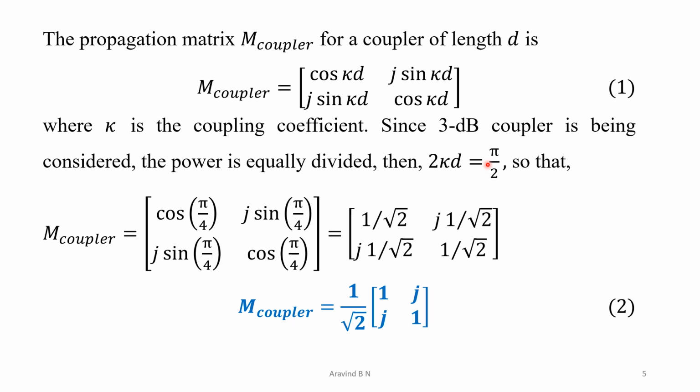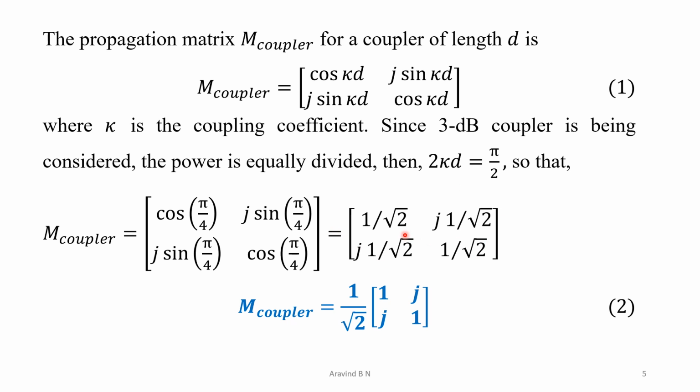2kd will be equal to pi by 2. If we solve for kd, the 2 is cross multiplied, and kd becomes equal to pi by 4. Now, substituting pi by 4 in place of kd, we get the matrix M coupler equals cos pi by 4, j sin pi by 4; j sin pi by 4, cos pi by 4. We can substitute the equivalent value: cos pi by 4 is equal to 1 by root 2, and sin pi by 4 is equal to 1 by root 2. That value has been substituted and this is what we get.